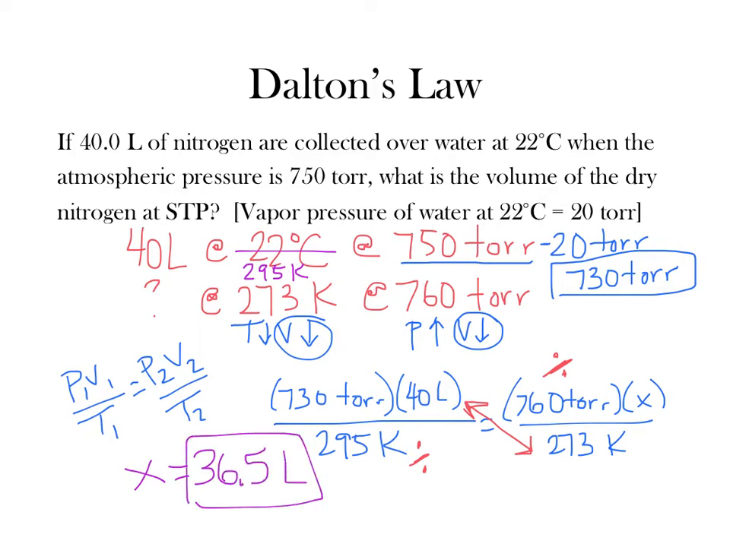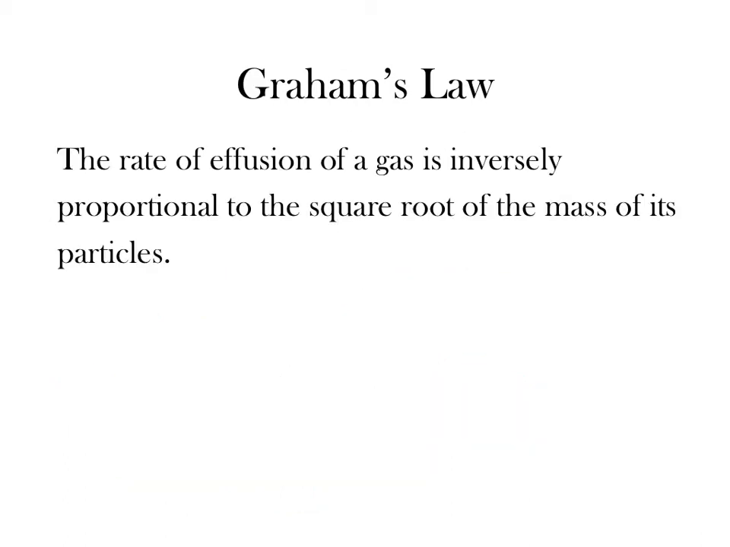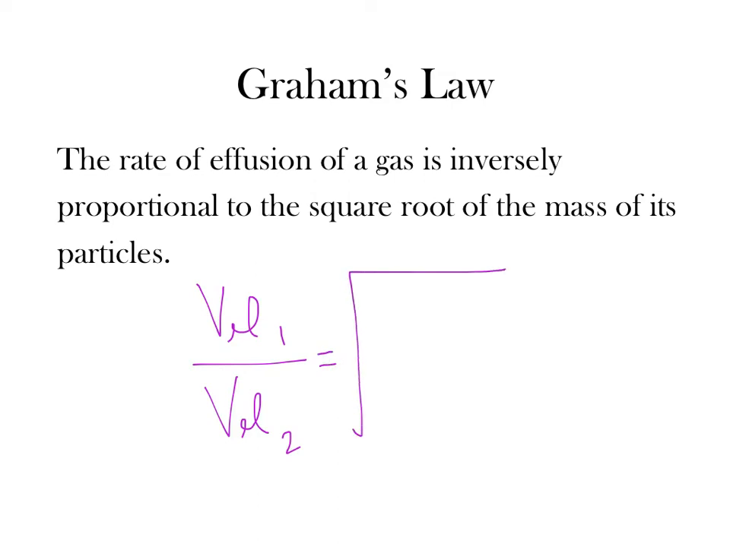Okay, that was Dalton's law. Let's look at Graham's. Graham's law says that the rate of effusion of a gas is inversely proportional to the square root of the mass of its particles. So the rate of effusion, like the velocity, VEL, that's my velocity of, say, one gas, compared to VEL, that's my velocity of the second gas, is inversely proportional to the square root of their masses. So let's just say molar masses, because then that's both the mass of a mole.